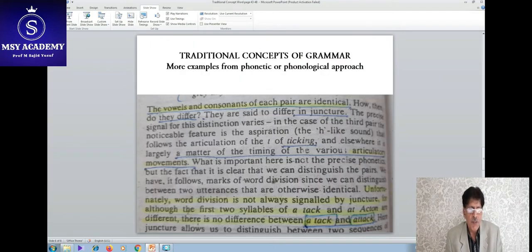Now, the vowels and the consonants of each pair are identical, but here actually the third one has been given some certain reason how the h sound is articulated like a t sound. It is a bit not easy for you to give an example, but you can later on feel it.